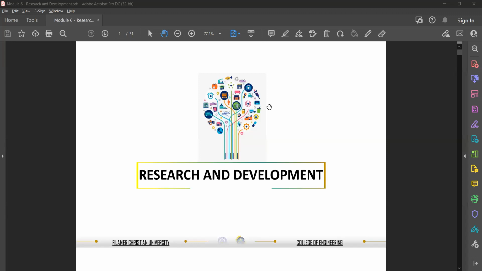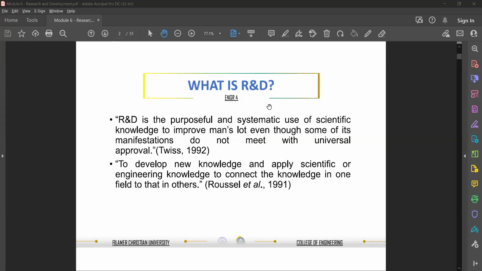No? So first, we have a definition. So what is R&D? According to TWIS, R&D is the purposeful and systematic use of scientific knowledge to improve man's lot, even though some of its manifestations do not meet with universal approval. According to Russell naman, to develop new knowledge and apply scientific or engineering knowledge to connect the knowledge in one field to that in others. So yun yung definition ng R&D according sa kanila. But ano ba talaga ang meaning niyan?